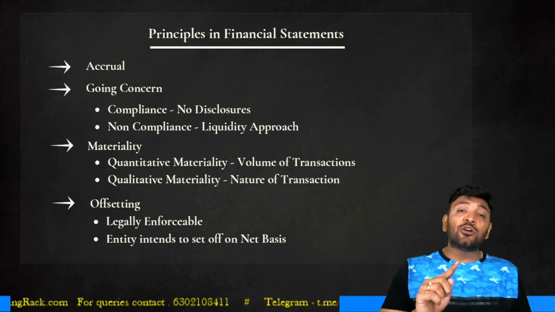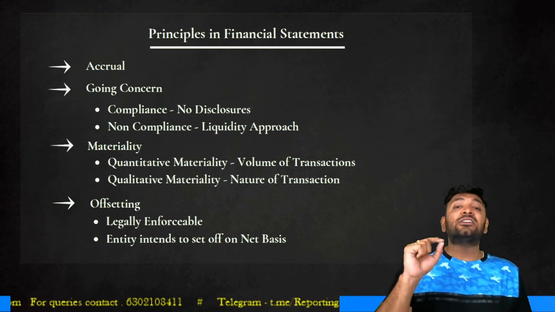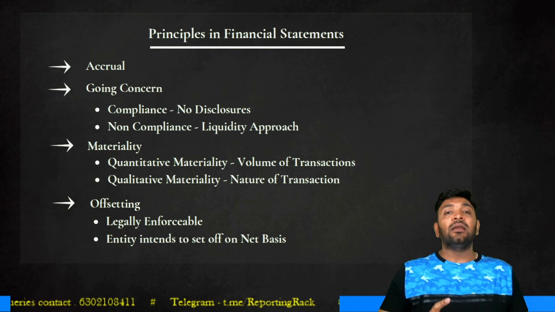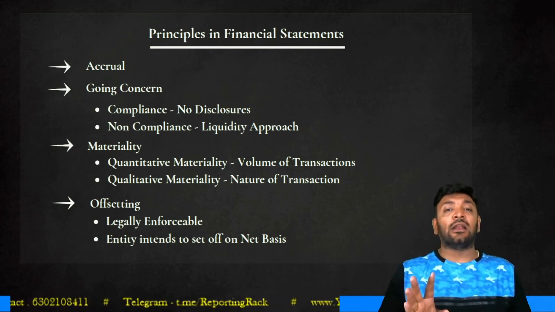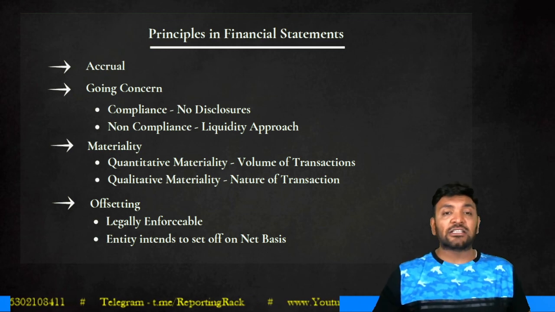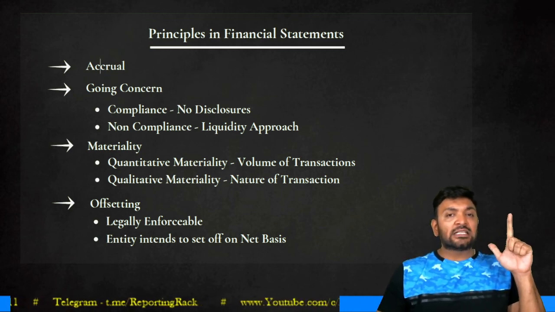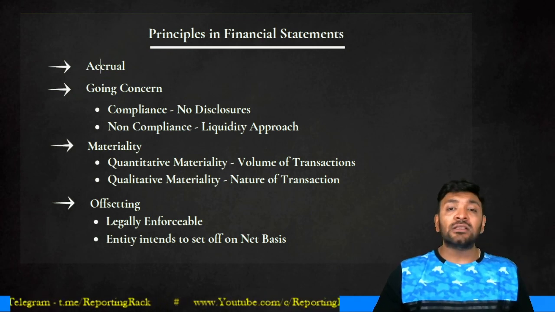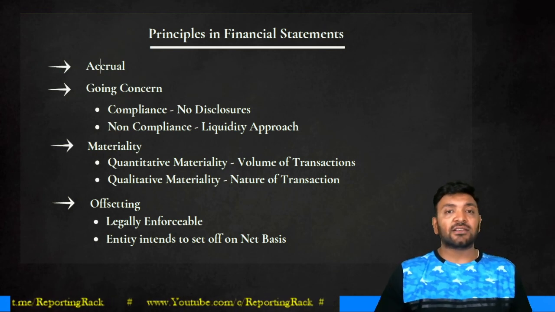Is legal enforceability the only condition? No. He said the entity intends to settle the items on net basis. If the entity intends to offset the items and present it on net basis, then only the enterprise can show so. Okay. So accrual basis, going concern, materiality, offsetting. These are the four things that we have discussed as a part of principles in financial statements. Clear?